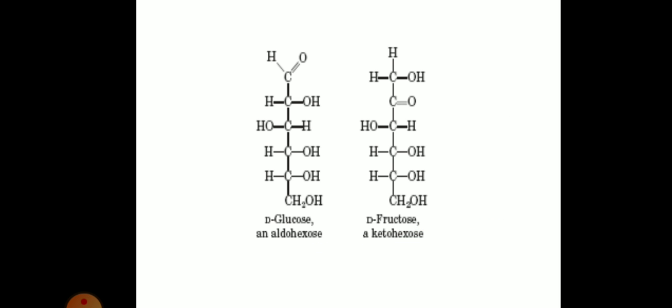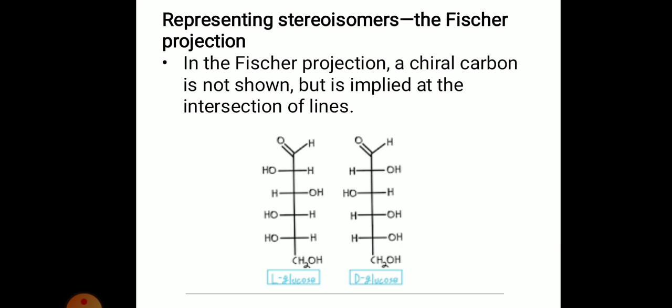This is glucose and this is fructose. In glucose, the number of chiral centers is 4. In fructose, the number of chiral centers is 3. Now, the Fischer projection for representing the stereoisomers. This is the Fischer projection. In the Fischer projection, the chiral carbon atom is not shown, but it is assumed to be present at the intersection of the two lines.